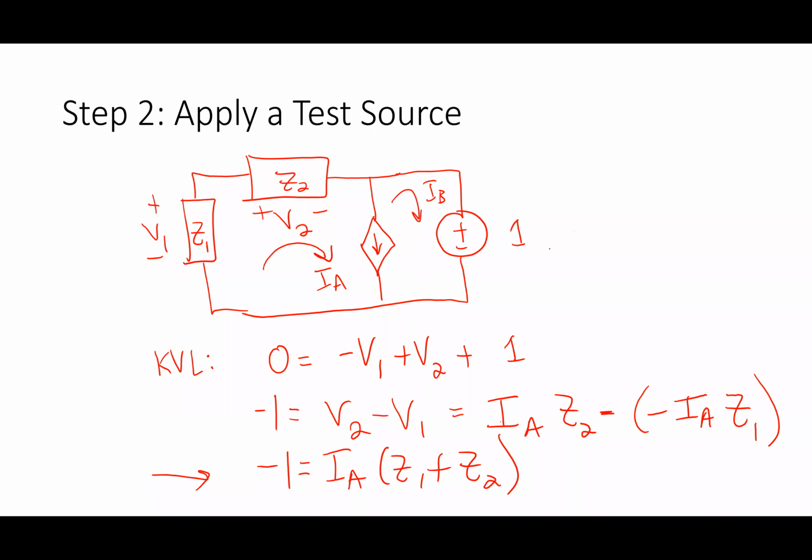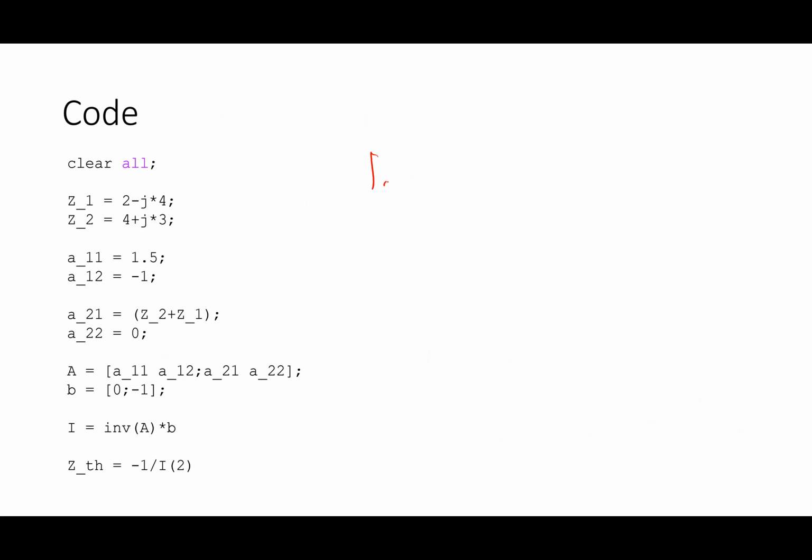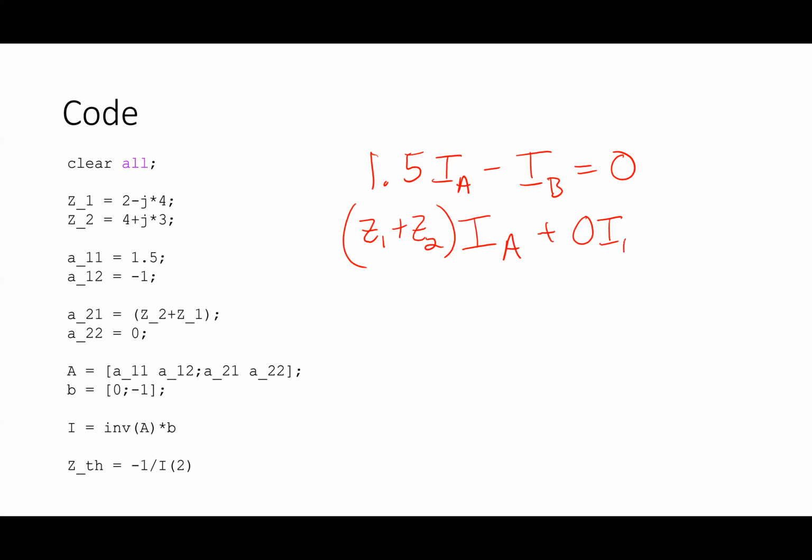So the way that I look at this is I've got two equations now. I've got 1.5 IA minus IB equals 0. That was the equation I got on the first slide there. And then I got this one that said Z1 plus Z2 times, which one was it, IA plus 0 times IB equals, no, -1, like that.